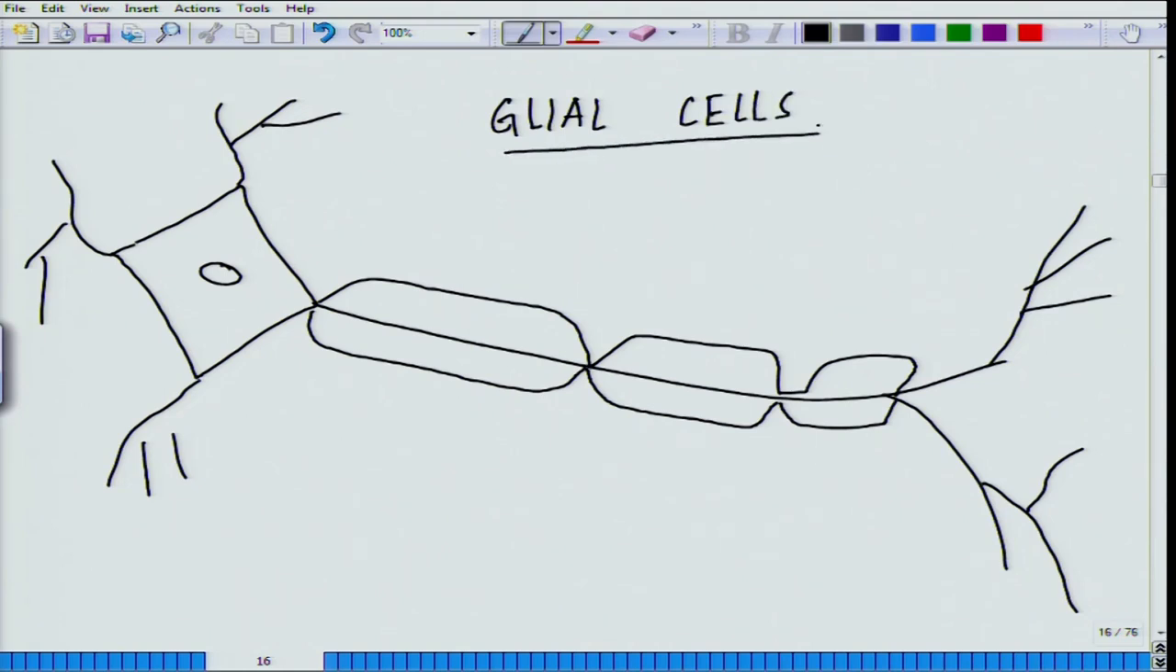In the nervous system there are two kinds of cells, the neurons and the glia. Neurons are of different types based on their position. They may be in the peripheral nervous system, in the central nervous system, or in the specialized sense organs, whereas the glia too has a wide range of classification. They may be in the central or peripheral nervous system, and based on their functions they have wide variations, which we will talk about.